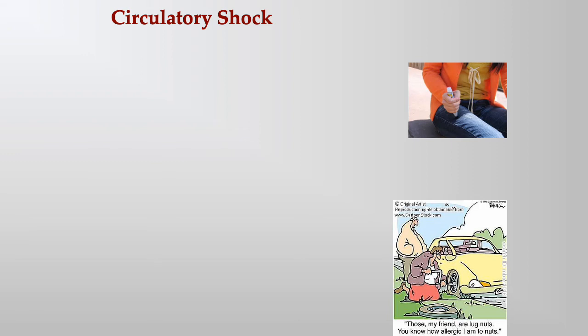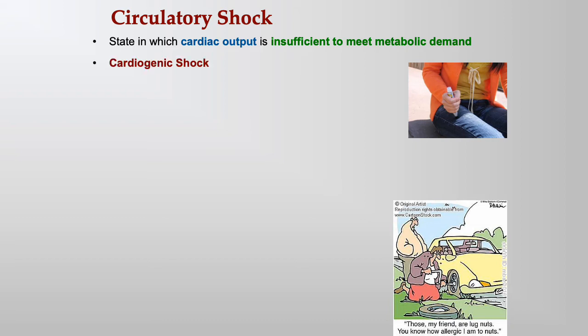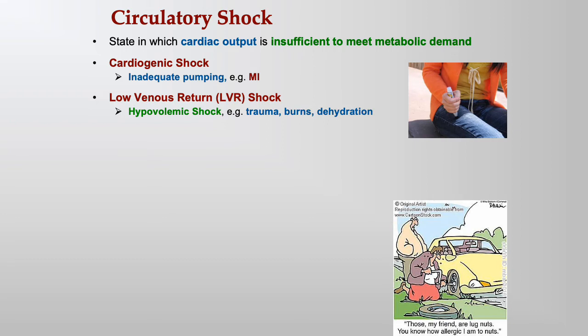So circulatory shock, let's flesh this out here. That's a state in which cardiac output is insufficient to meet metabolic demand. So you're not putting out enough blood to the tissues of your body so that they get the stuff they need. Cardiogenic shock, for example, is inadequate pumping, like a myocardial infarction, a heart attack. Your heart's not pumping blood, therefore your tissues aren't getting enough blood. Low venous return, LVR shock.